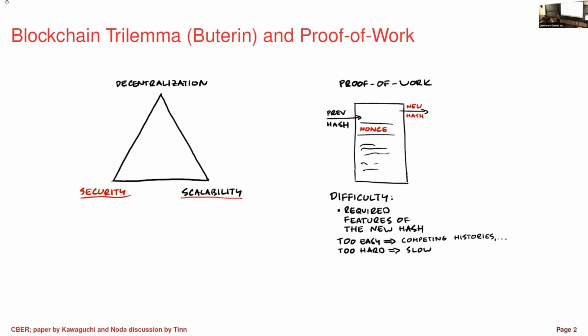And the reason that we don't want it to be too easy is that it can create many competing histories, which defeats all the point of blockchain records, enabling an agreed history. If it is too hard, then things become impossibly slow. So that's why the difficulty adjustment algorithm needs to adjust it. When blocks are mined too slowly, we want to make things a bit easier. If they are mined too fast, then we want to make it a bit harder.